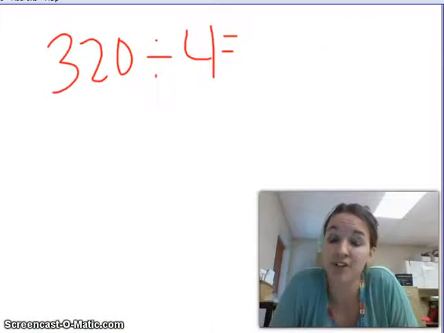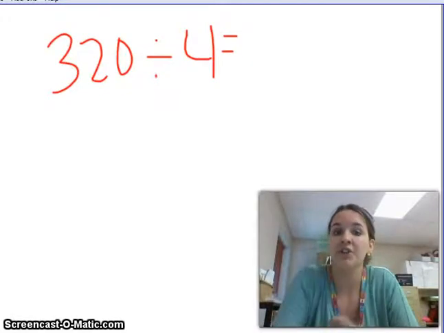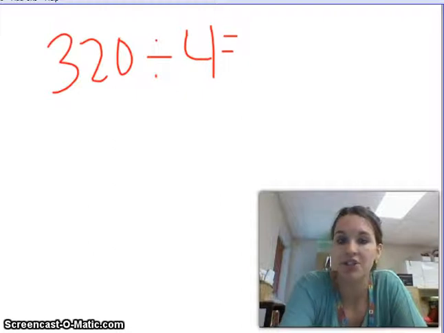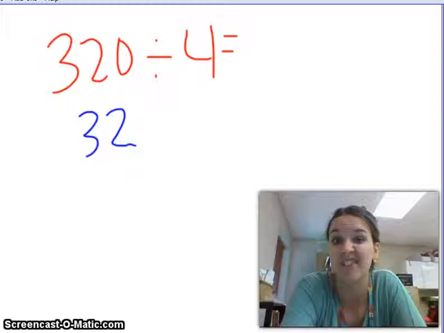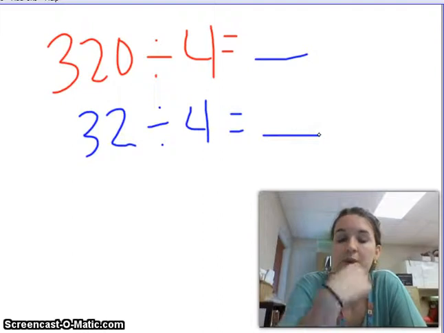So if I was looking at 320 divided by 4, now remember today we're focusing on using estimating and mental math. This is a problem that I'm going to be able to solve mentally. Now the good thing about this is that 320 is a multiple of 10, so it ends in a 0, which is going to make this problem a little bit simpler. Now the first thing that I'm going to do is make this number 10 times smaller. So instead of 320, I'm just going to look at it like 32 divided by 4. This will be our quotient.